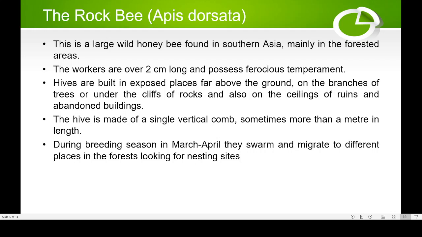So March and April are the breeding season. During this time, you can find that this bee is moving to other places, in the forest or if it is in a garden. You can see it's moving to another place. So that is another peculiarity. The most important feature is that the rock honeybee is slightly larger and aggressive, and it builds a very large sized hive.